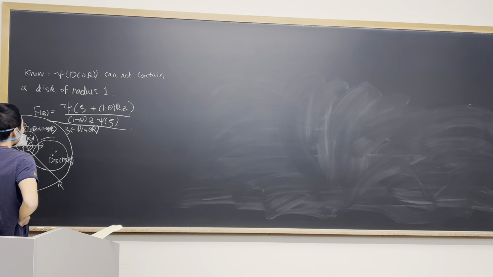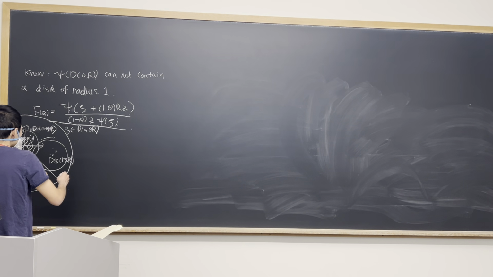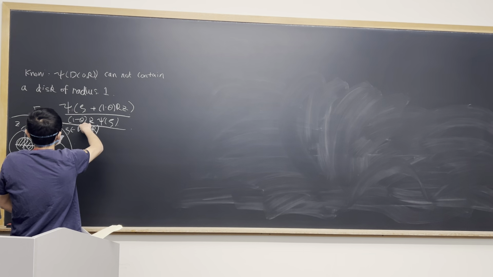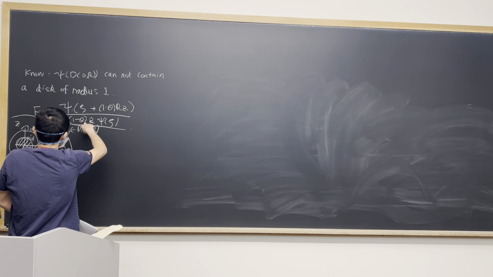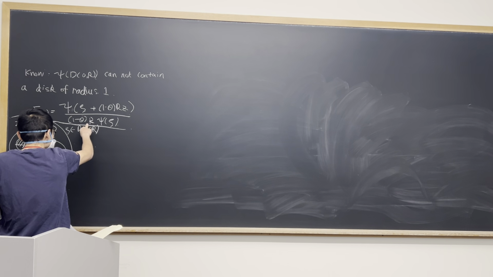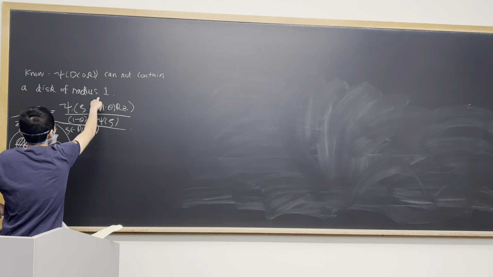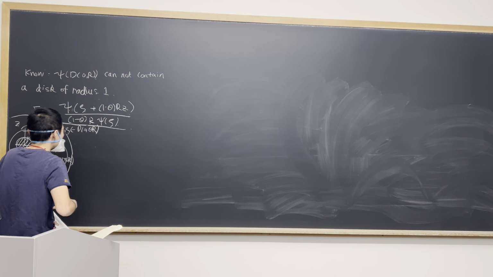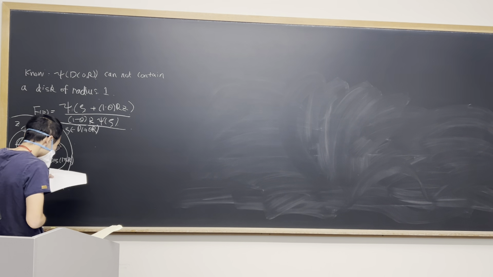So the image of phi cannot contain a disk of radius 1. Therefore, I think the idea is that when you are shrinking the disk, you are shrinking the image, right? So when you shrink it, I think this should also be shrunk. Okay, I think here this is the argument.